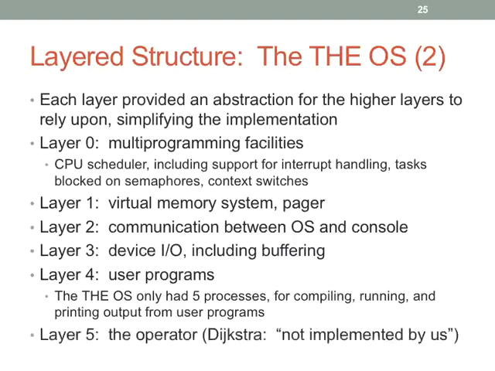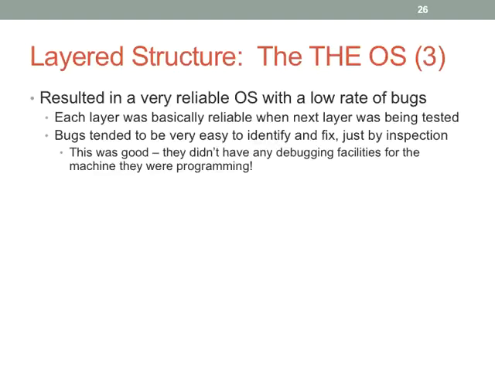And then layer 5 was the operator or users. And Dijkstra famously says in his description, not implemented by us. So I guess he's begging off the testing aspect of the operator. But you can see how each layer just interacts with the previous layers, and you can test it very easily.